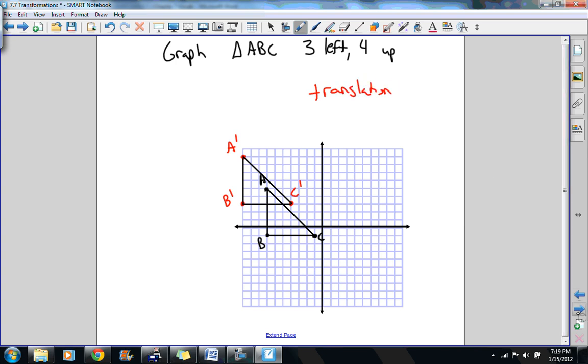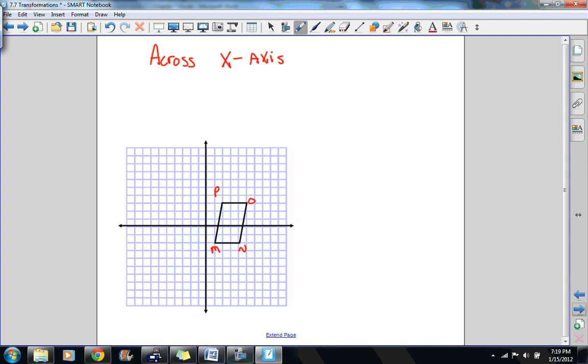Alrighty, so if we move on, we're going to flip this. Oh, we're not going to flip this across the x-axis. We're going to flip this across the y-axis, sorry. So we look at this individual point and we're going to flip it across the y-axis. The y-axis obviously is this point right here.